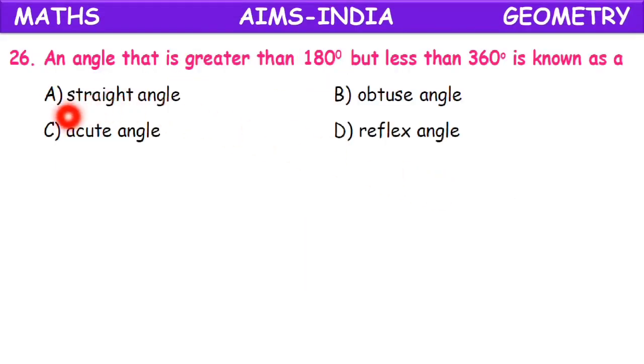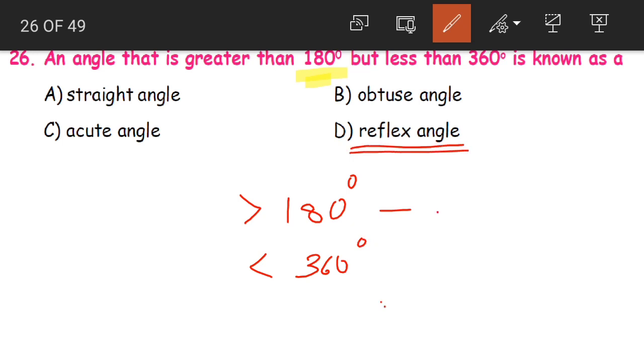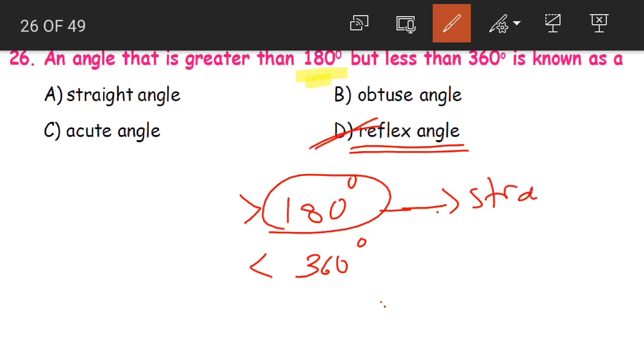Now coming to question 26. An angle that is greater than 180 degrees but less than 360 degrees is known as a dash. Did we do angles, children? See, it is greater than 180 degrees but less than 360 degrees. So this will be a reflex angle. What will it be called? Reflex angle. When an angle is 180 degrees, it will be called a straight angle.